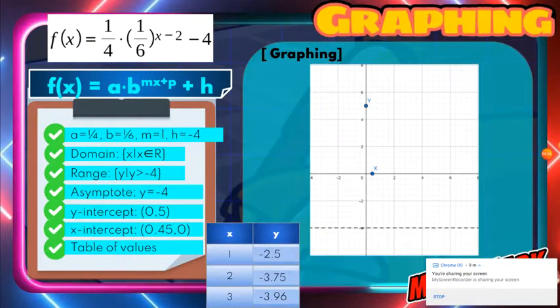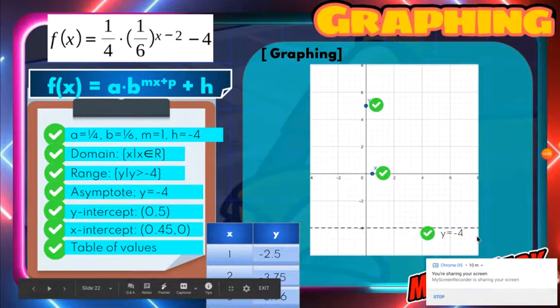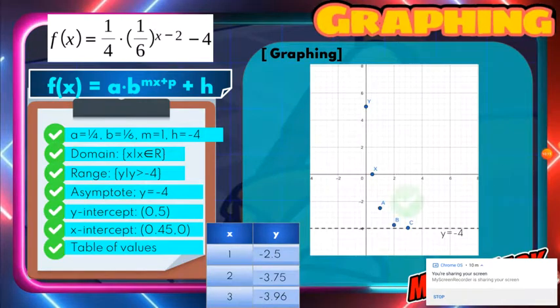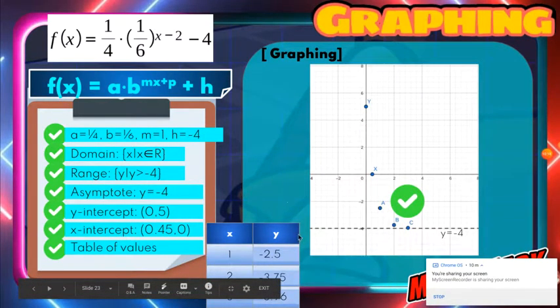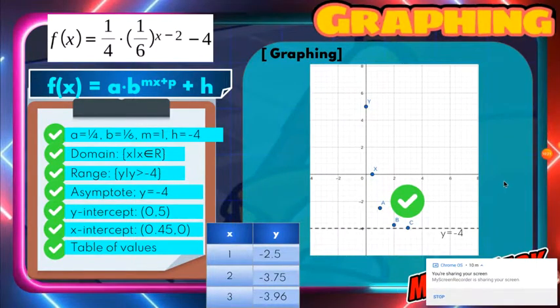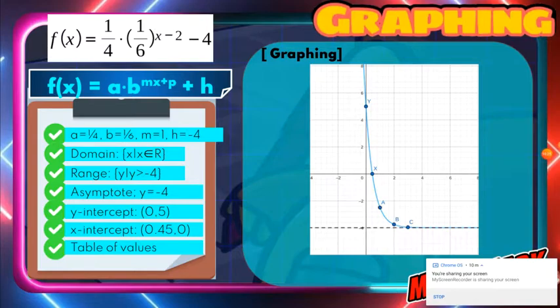For graphing, we plot the x-intercept, the y-intercept, and the horizontal asymptote. And we must label the horizontal asymptote y equals -4. And then we plot the other 3 points, that is based from the table of values. And after that, we simply connect all these points. There. This is our final product.